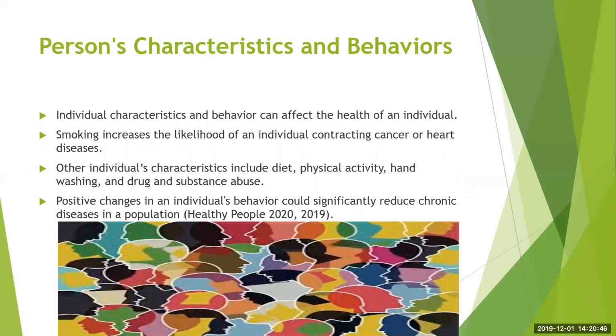Person's characteristics and behavior. An individual's characteristics and behavior can affect the health of an individual. Smoking increases the likelihood of an individual contracting cancer or other health diseases. Other individual characteristics include diet, physical activity, hand washing, drugs, and substance abuse. Positive changes in an individual's behavior could significantly reduce chronic diseases in populations. Healthy People 2020.